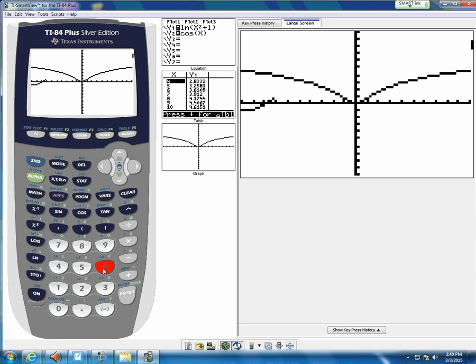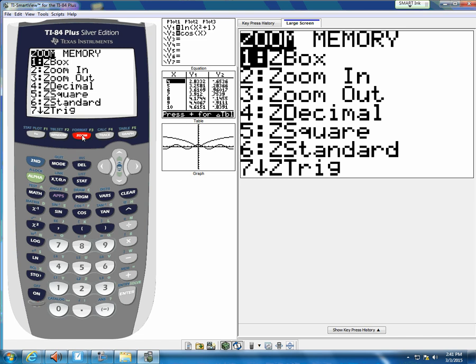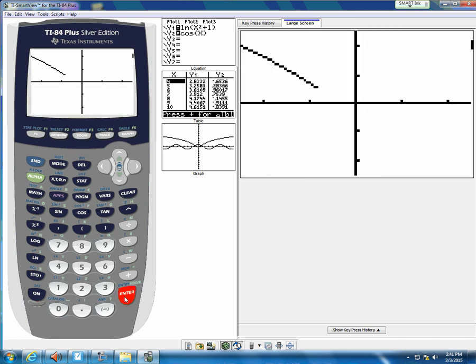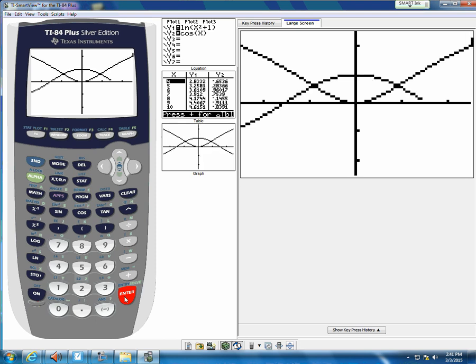Okay, there's the ln of x squared plus 1. Wow. Okay, well this is not a good window. Let's zoom in around the origin. So I'm going to press zoom 2, enter. Okay, so now we can see a little better what that region is. So that's the base of our region.